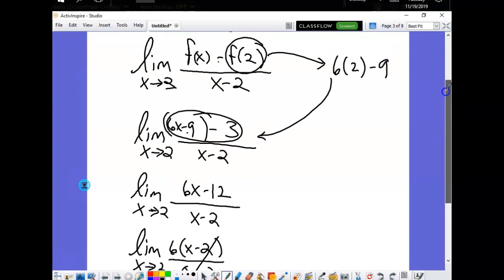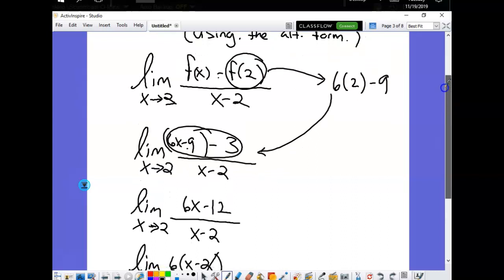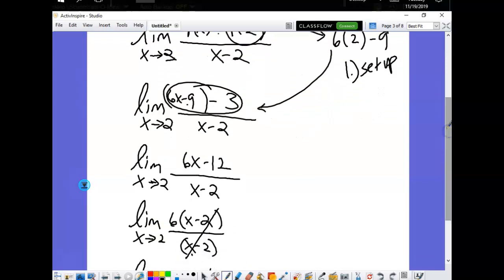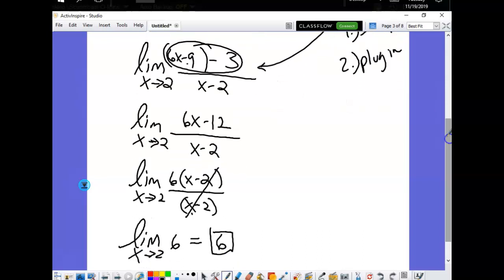Let's take a look up here. First thing you do is you set it up, right? So that's what this was. I just set everything up. Put the number here, here, and here. After that, you plug stuff in. So I replaced f of x with 6x minus 9. I plugged 2 into the f function. I got 3.